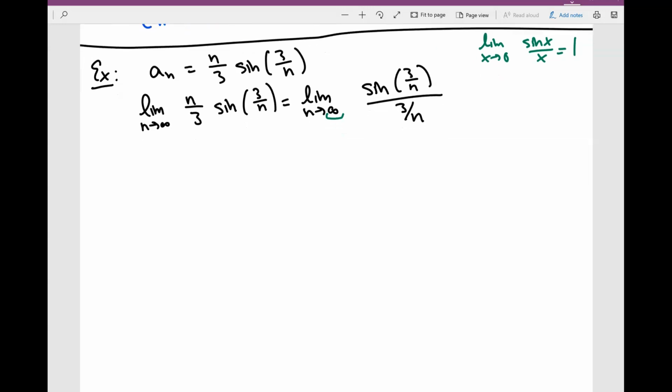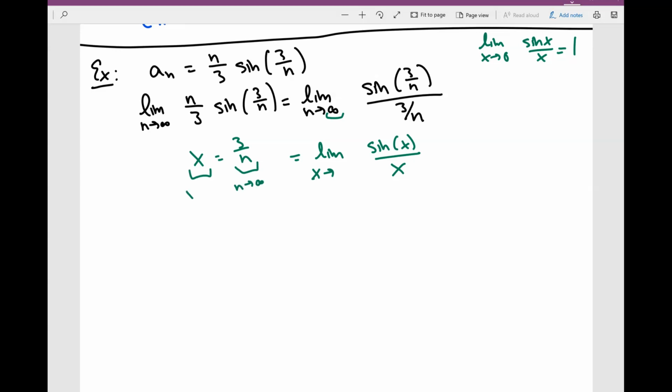Well, what we're going to do is a substitution. Let's say x is equal to 3 over n, okay? So that way I have the limit of sine of x over x, okay? Now, in this case, what is x going to? Because x is not going to infinity. Because this guy, n, is going to infinity, where is x going to? Well, x is going to 0, okay?